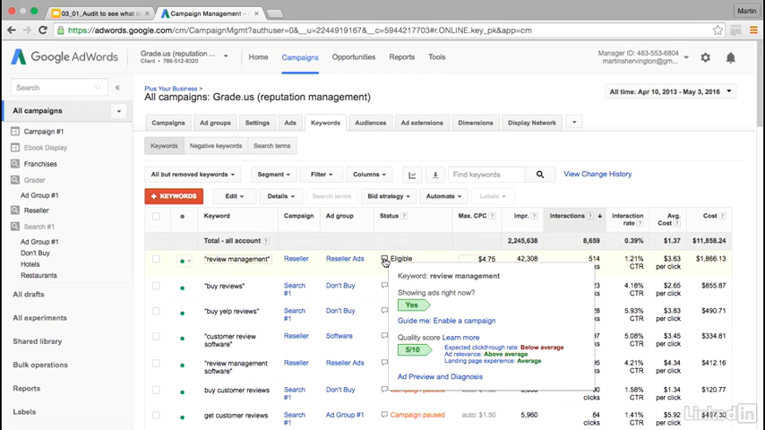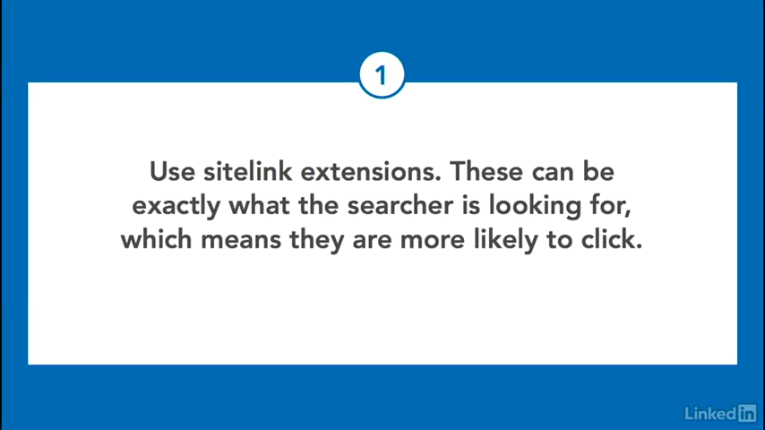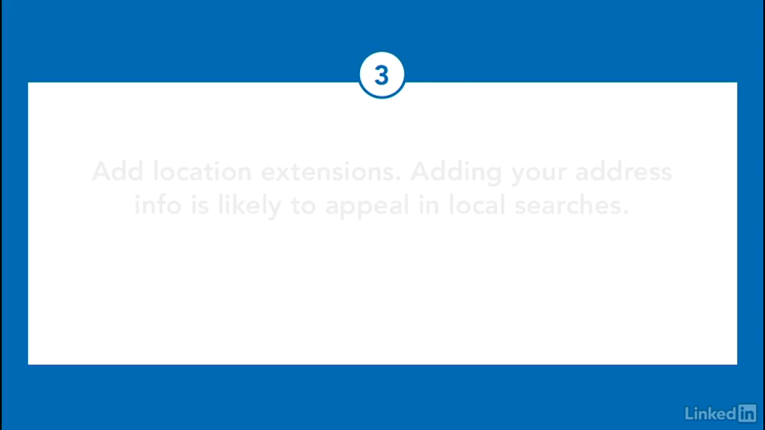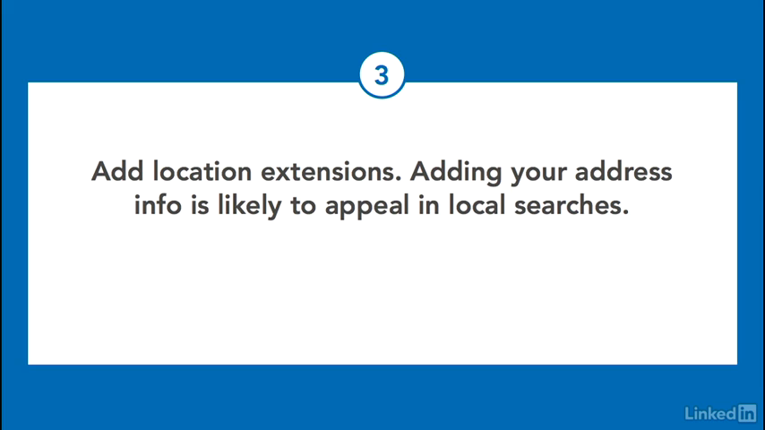As such, I'm going to give you 10 tips that will help you improve your quality score. The first tip is to use site link extensions. These can be exactly what the searcher is looking for, which means that they are much more likely to click. The next tip is to use call extensions. Adding a phone call to action may be exactly what people want, which means that they click. The third tip is to look to use location extensions. Adding your address information is likely to appeal for local searches in particular.